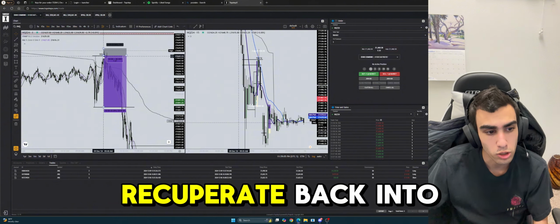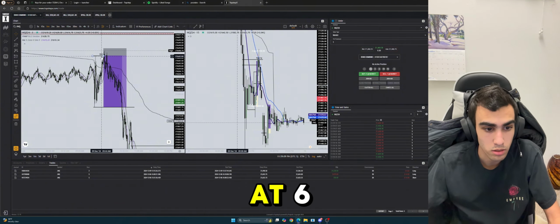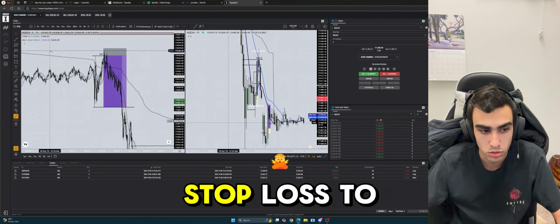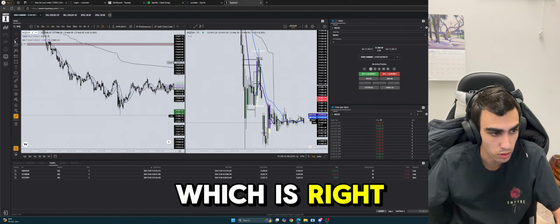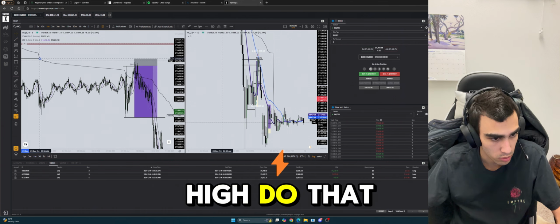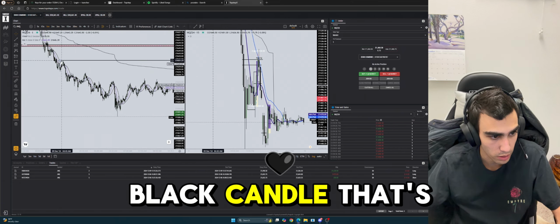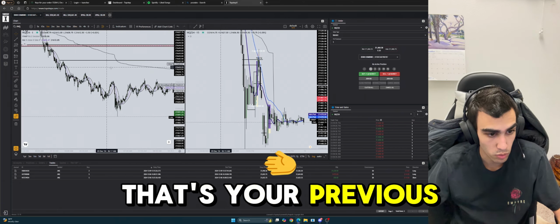Price decides to recuperate back into the upside, hits this seller area, which is at 642, right? You would set your stop loss to the previous high, which is right here. This is the previous 1 minute high. See, that's the previous 1 minute high right here. This little black candle, that's a hammer candle. That's your previous 1 minute high.